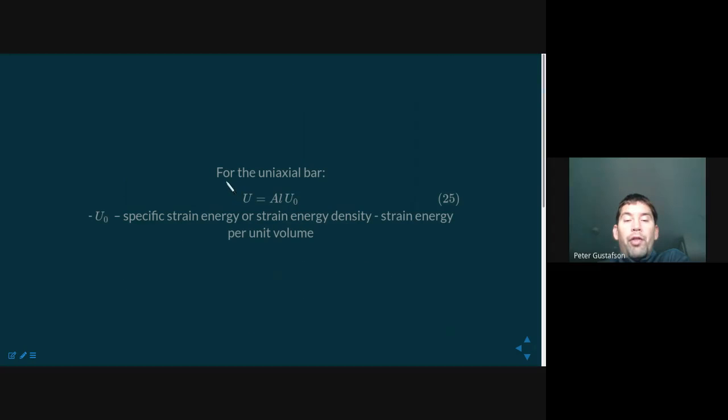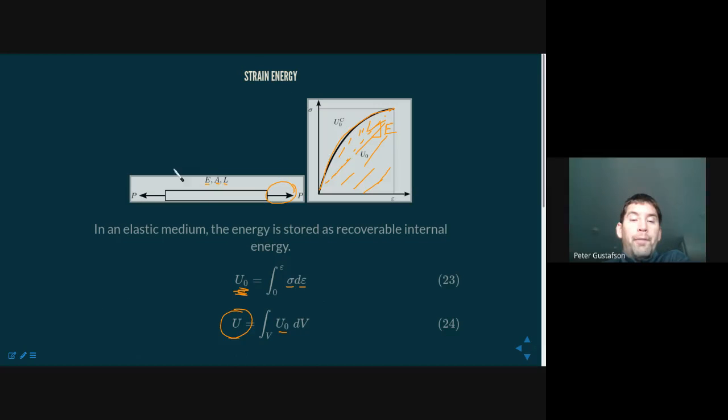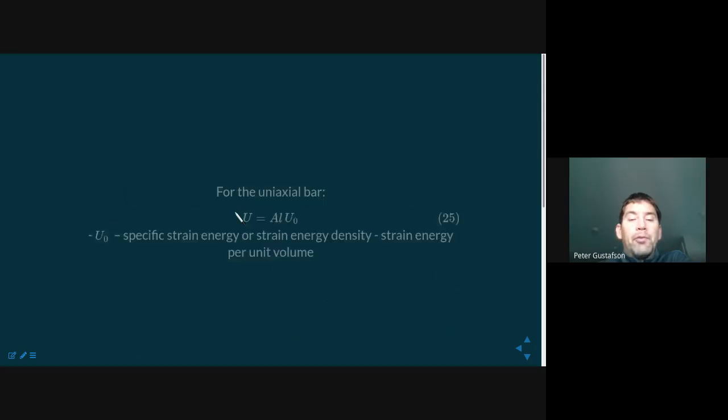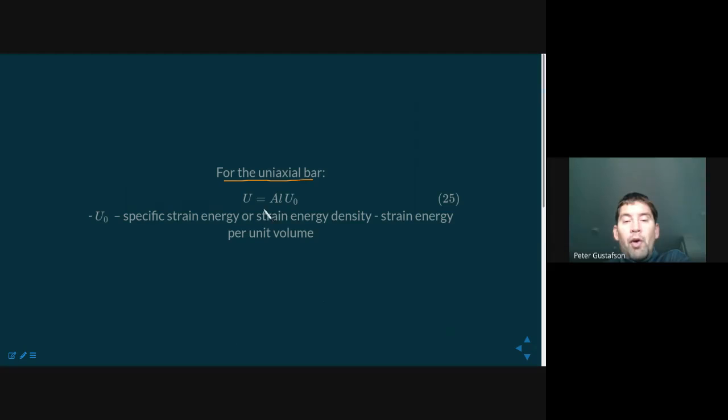Okay, so for this particular uniaxial bar, I said it has uniformity to it, so it has uniform material properties, cross-sectional area, and length. So the strain energy density at every point is going to be the same because it's the same material response and the same strain. And so in this case, the strain energy density being a single value, we just multiply that by the volume AL to get the total strain energy.